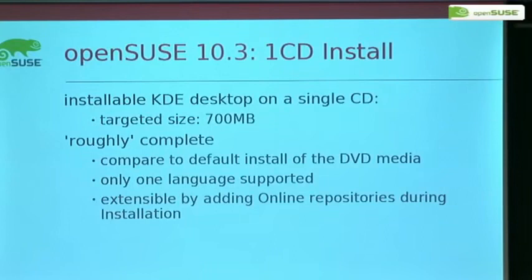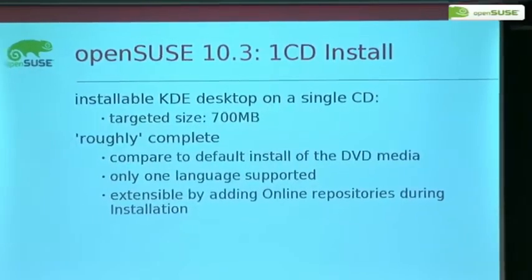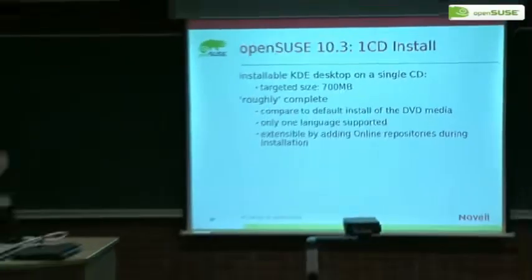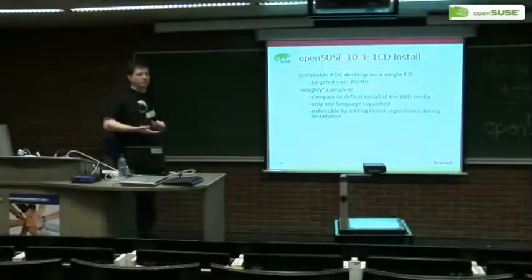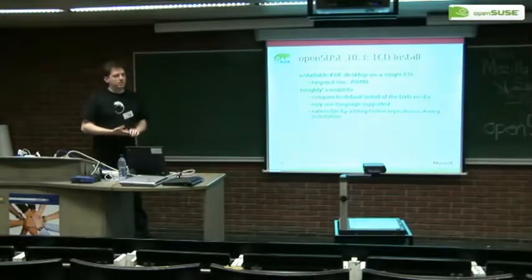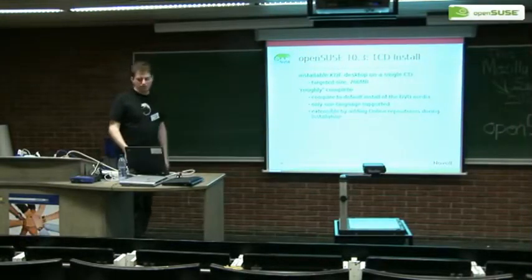If that's a big problem, you can just extend the installation process by adding online repositories before you start the installation. As soon as you add online repositories during the installation, you will automatically get new features. If you select a country different than the US, you will automatically get the language translations for your country.